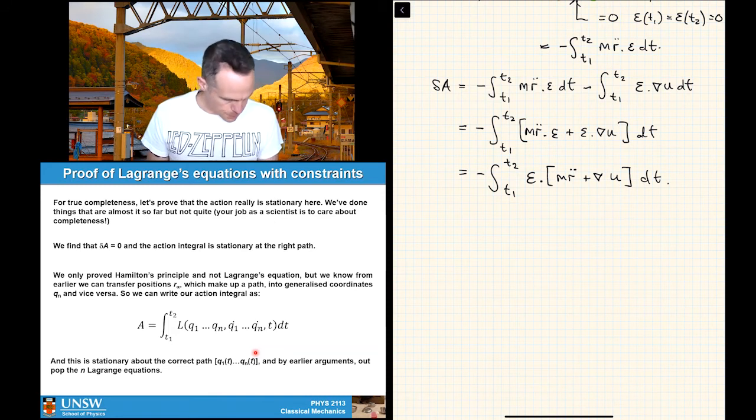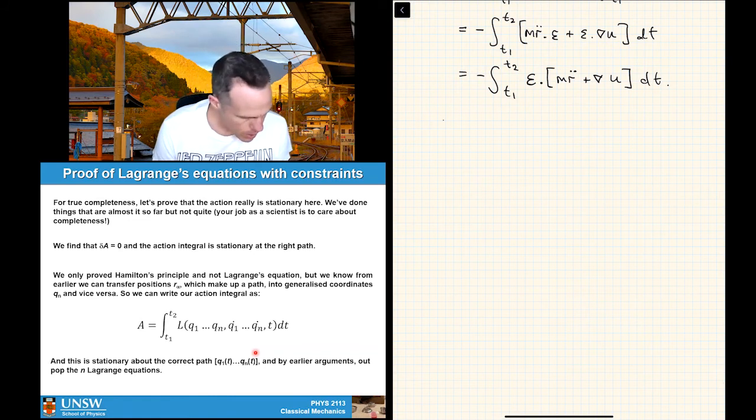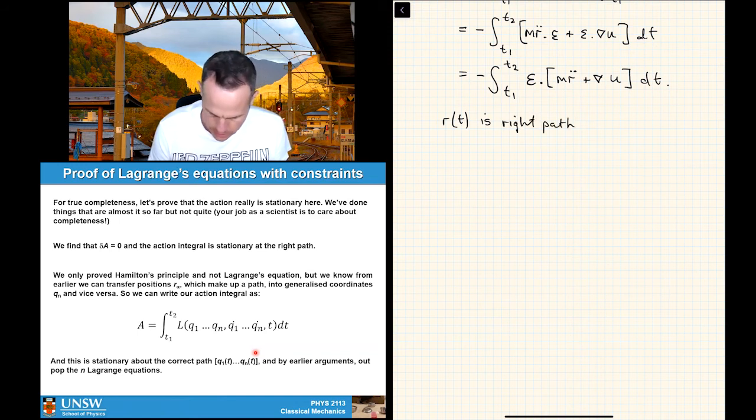All right, we're now pretty much at the end of the game here. So we know that R of t is the right path. And therefore it satisfies Newton's law, right?